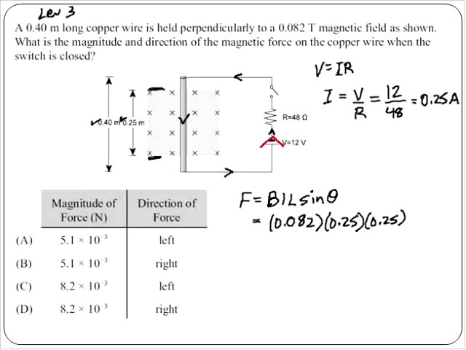And because it says perpendicular, I've got sine of 90. So I plug all those numbers in, and I get 0.005125, which is 5.1 times 10 to the negative 3. So it's either this one or this one. It's not this one or this one. Now all I've got to do is figure out the direction of the force.